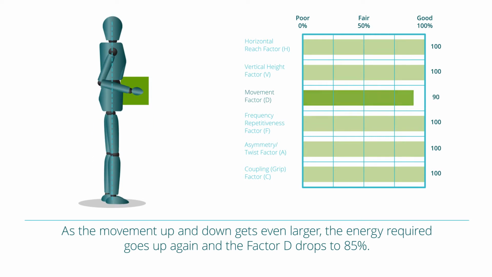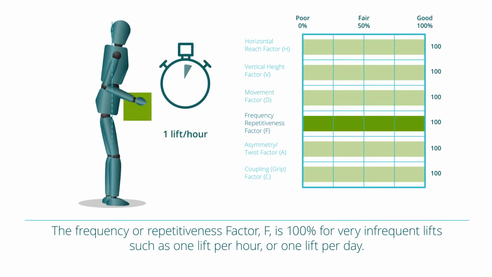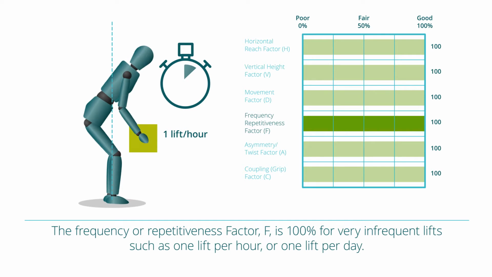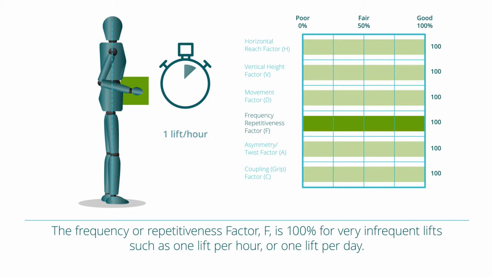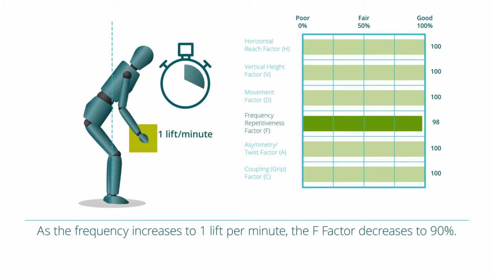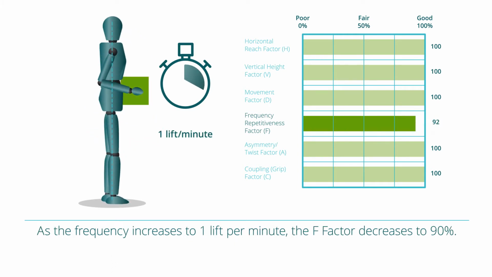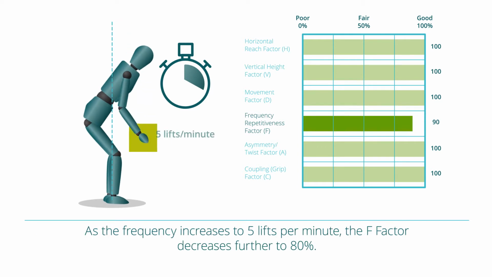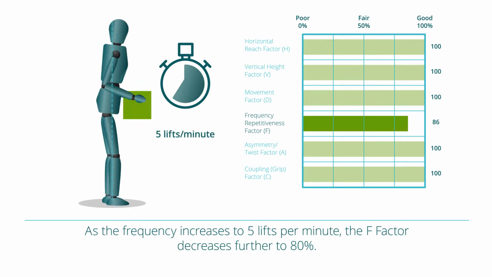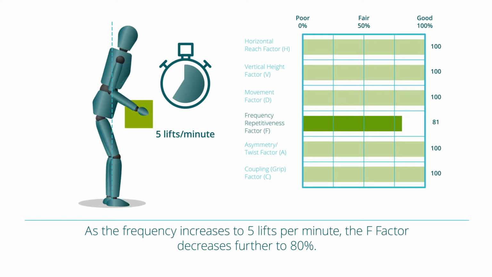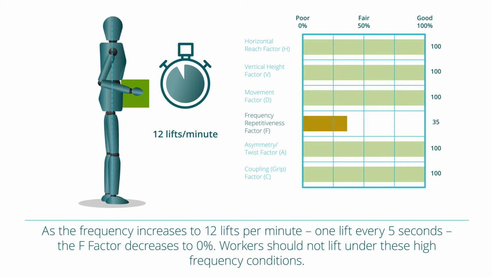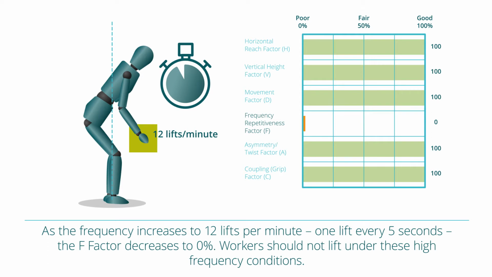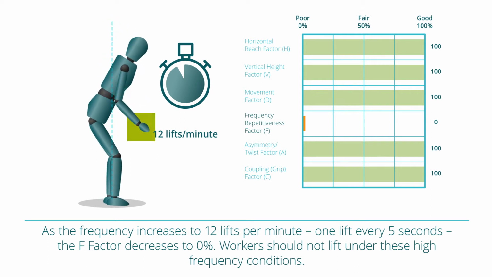drops to 85%. The frequency or repetitiveness factor, F, is 100% for very infrequent lifts, such as 1 lift per hour, or 1 lift per day. As the frequency increases to 1 lift per minute, the F factor decreases to 90%. As the frequency increases to 5 lifts per minute, the F factor decreases further to 80%. As the frequency increases to 12 lifts per minute, 1 lift every 5 seconds, the F factor decreases to 0%. Workers should not lift under these high-frequency conditions.